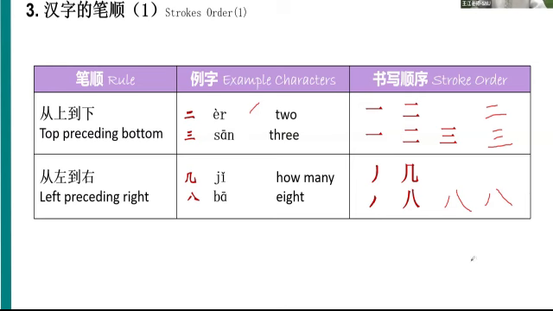If the two strokes touch each other, what's this? It is ren, it means people or person. So have you got the rule of the stroke order? Top side preceding bottom, and left side preceding right side. That's one of the rules of the stroke order. Please memorize that.